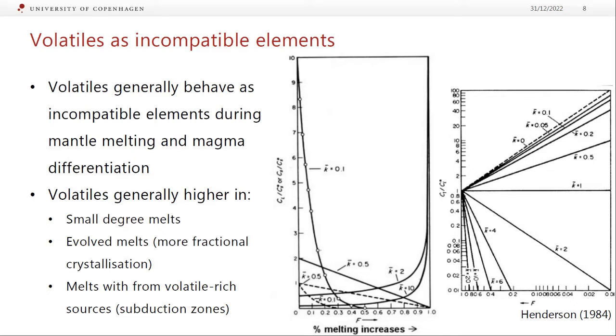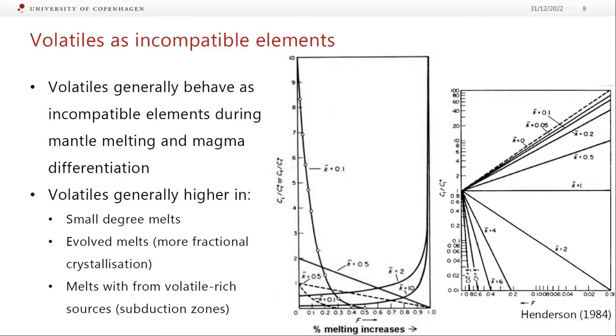And so as the melt is removed and as minerals crystallize from the melt, the volatile elements get increasingly concentrated into the melt. So we have higher volatile contents in small degree melts, evolved melts that have undergone more fractional crystallization and differentiation, and then melts with volatile-rich sources. So obviously subduction zones, because we've got fluid flux melting, the primary magmas in subduction zones start out with much higher volatile contents.